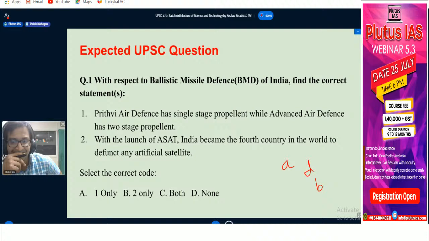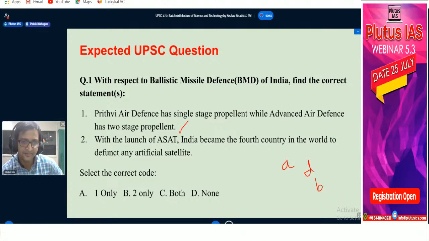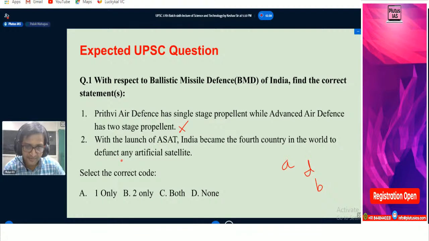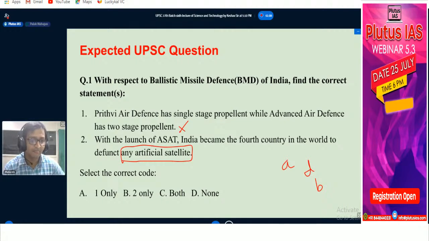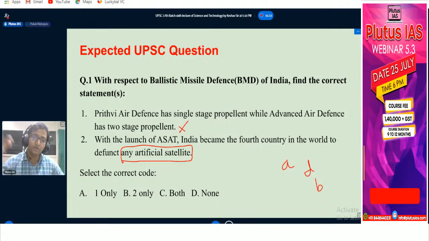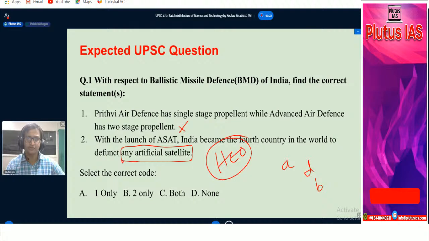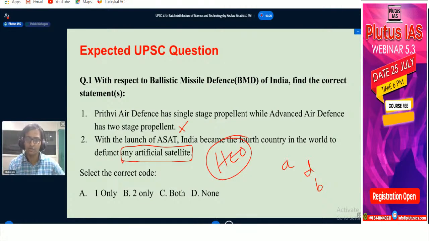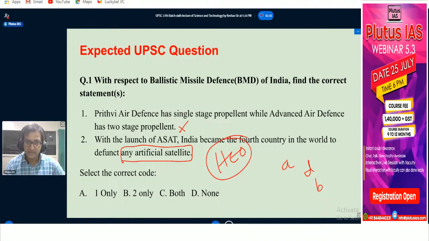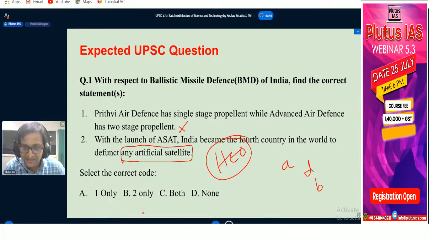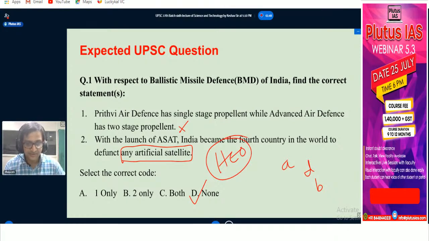Prithvi has a two-stage propellant system. So the first one is wrong, right? Yes. And the second one is correct. Second one, I'm confused about: to defunct any artificial satellite or any satellite in lower Earth orbit. Yeah, that's why I have given this. Any artificial satellite means it can be a communication satellite that is in HEO, higher Earth orbit. We don't have that technology. We cannot destroy any satellite at the height of 36,000 kilometers. So the answer is D. Dishank changed his answer to B. No, D is correct. None is correct. Clear? D is correct.